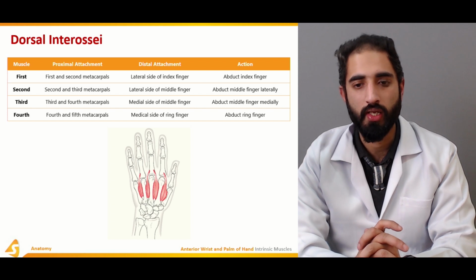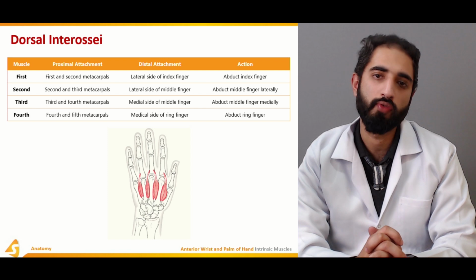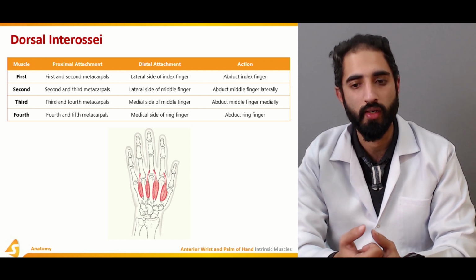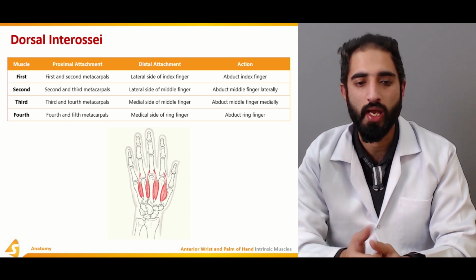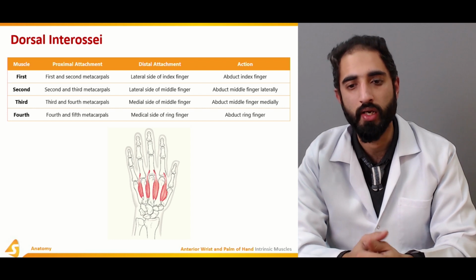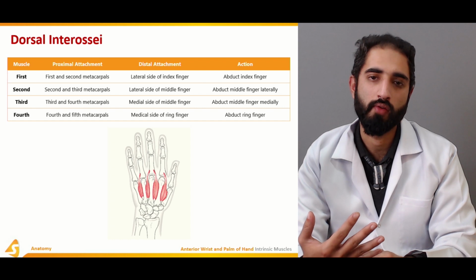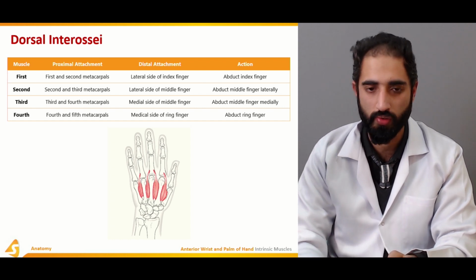Their function is to abduct the fingers. The first abducts the index finger, the second abducts the middle finger laterally, the third abducts the middle finger medially, and the fourth abducts the ring finger. We do not need a dorsal interosseous for the little finger because it has the abductor digiti minimi for that function.